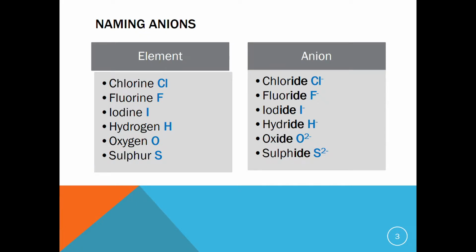But it is different with anions. Look at the chart. At first, at the names of the elements: chlorine, fluorine, iodine, hydrogen, oxygen, sulfur. And now, at the anions: chloride, fluoride, iodide, hydride, oxide, sulfide. You can see that a simple anion is named by taking the first part of the element name and adding "ide".